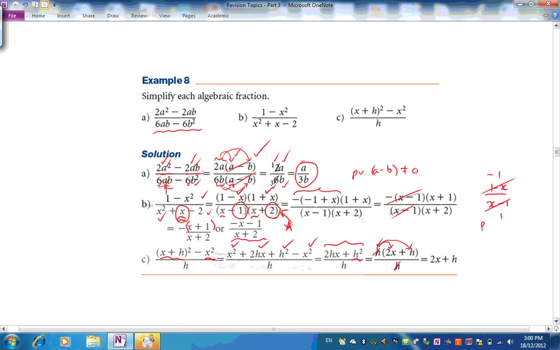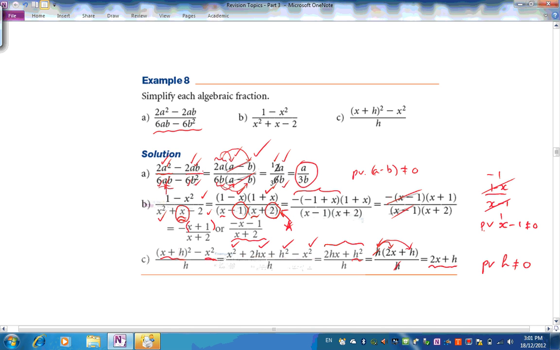and I didn't do it up here, proviso x plus 1 is not equal to 0. And with the proviso here that h is not equal to 0, because you can't divide by 0. So what's the answer here? The final answer is 2x plus h.